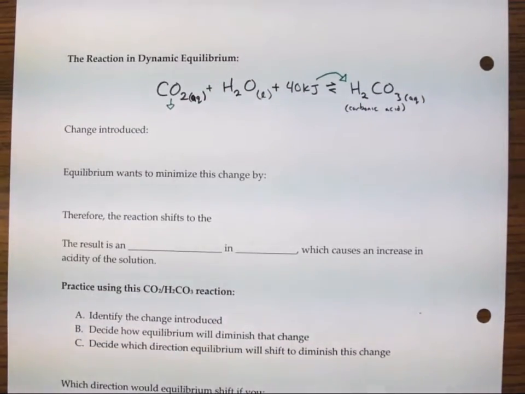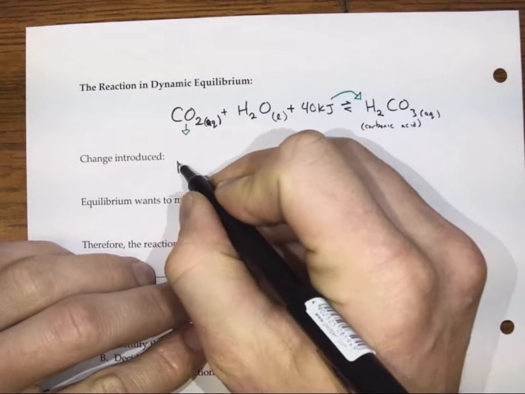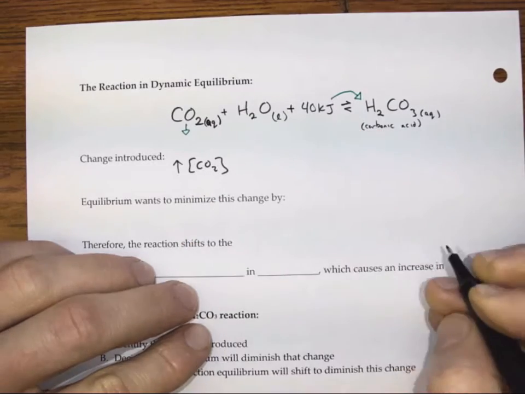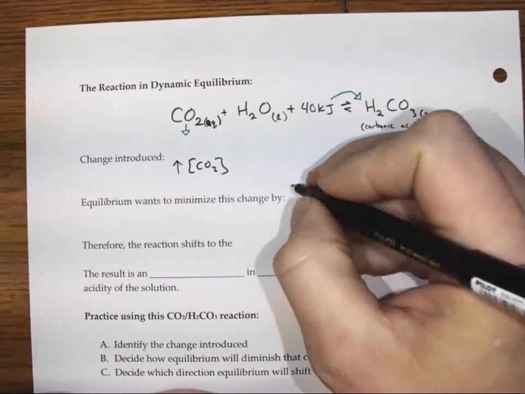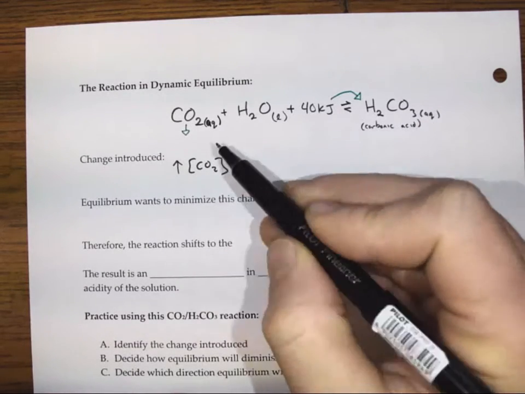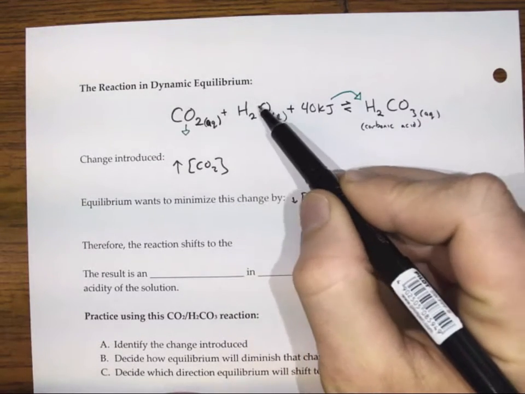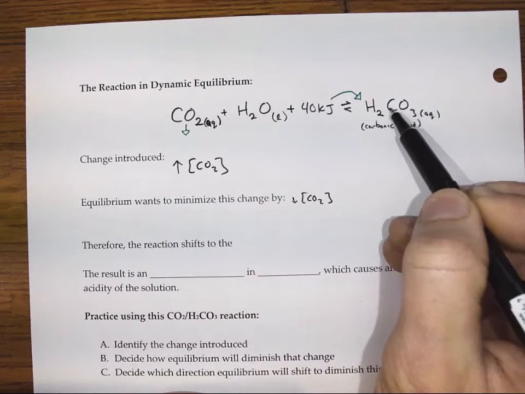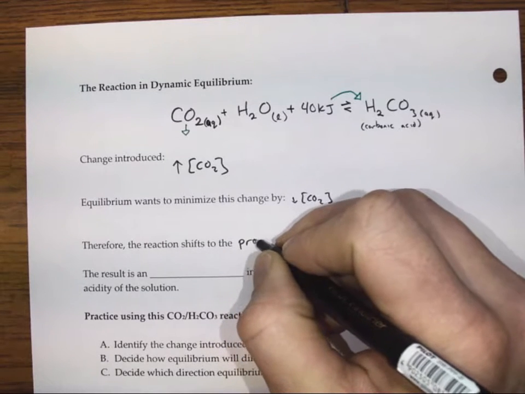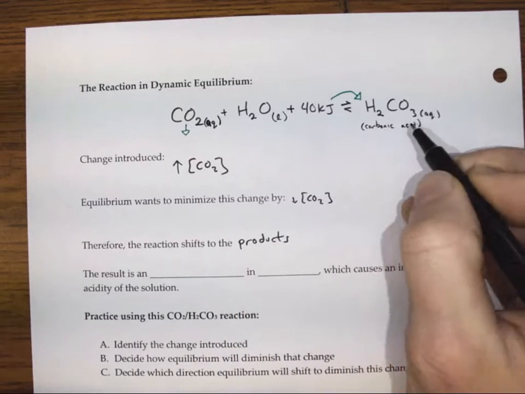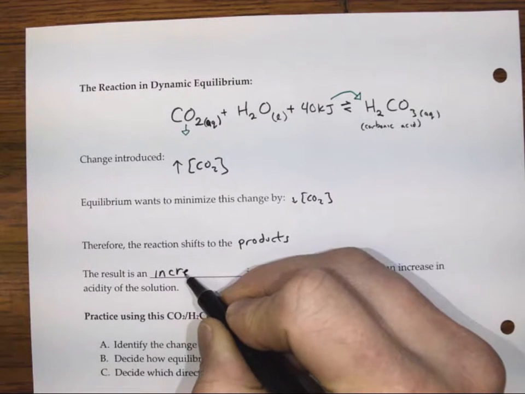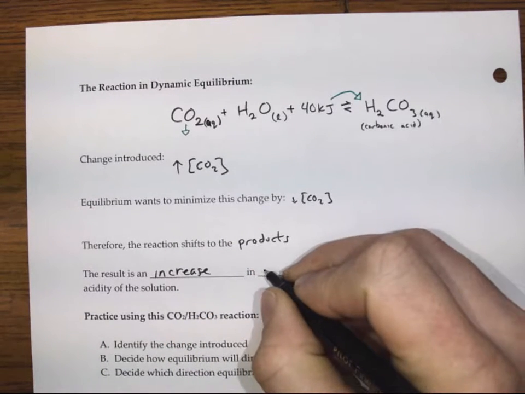Just to reiterate that, we introduced a change, which is we increased the carbon dioxide concentration. These little square brackets mean concentration. The equilibrium wants to minimize this change by decreasing the carbon dioxide concentration. To decrease it, it's going to combine it with some water and form carbonic acid, so it's going to shift to the products. What's the result? We have an increase in our carbonic acid.